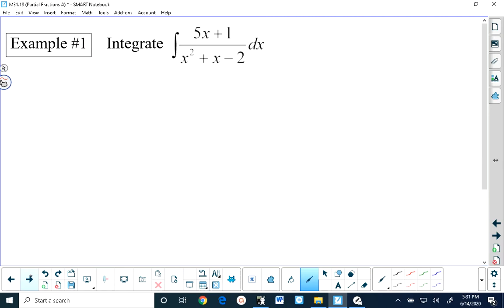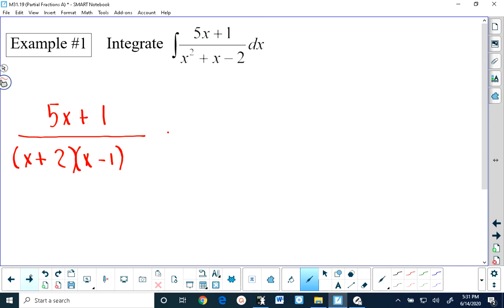Example 1 asks us to integrate (5x + 1)/(x² + x − 2). Now, to begin with here, you need to understand that this method, called the method of partial fractions, is not about learning how to integrate. What it's primarily about is learning how to take a rational expression like (5x + 1)/((x + 2)(x − 1)), and write it as a sum of two partial fractions.